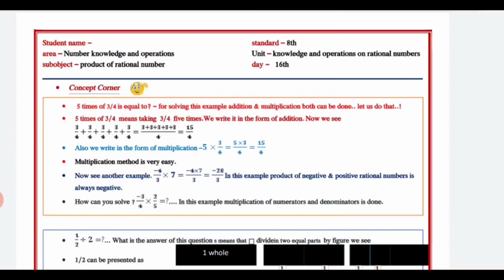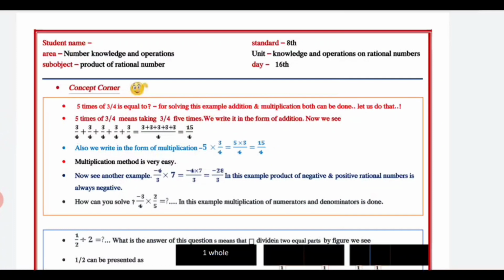Okay. So on day 16, I am continuing in the same video of days 13, 14 and 16. Why? Because the area of all these three days is the same. Area is number, knowledge and operations. Unit is knowledge and operations on rational numbers, and in this particular day we are going to study the product of rational numbers. In the concept corner there are examples which you all have to study and learn. See how the examples are given and help yourself understand the product or multiplication of rational numbers.